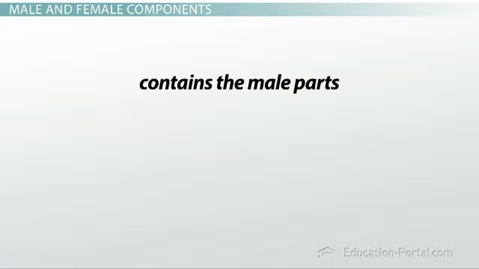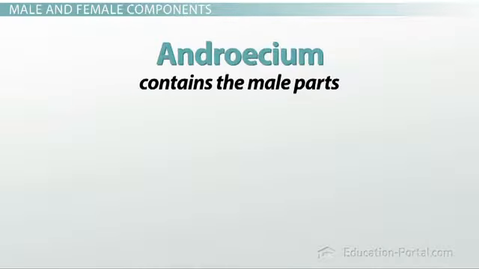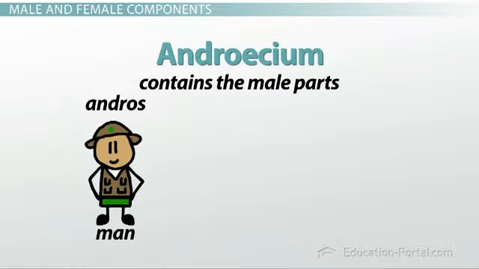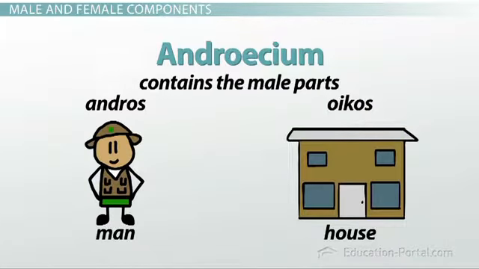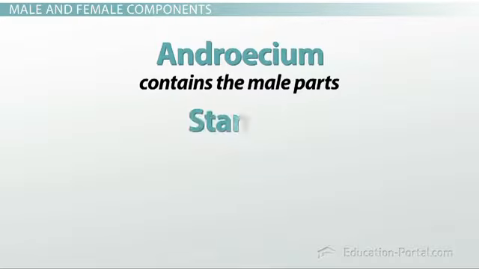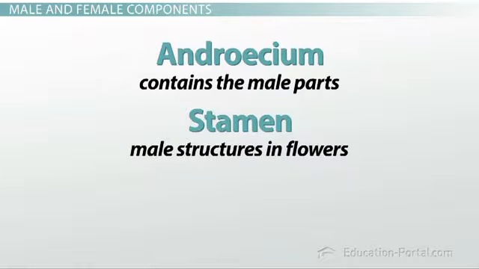The whorl that contains the male parts is called the androecium. Knowing the root of this word will help you remember that it contains the male parts. The Greek word andros means man, and the word oikos means house. When these words are put together, androecium literally means man house. The main structure in the androecium is called the stamen and is the male structure in the flower.